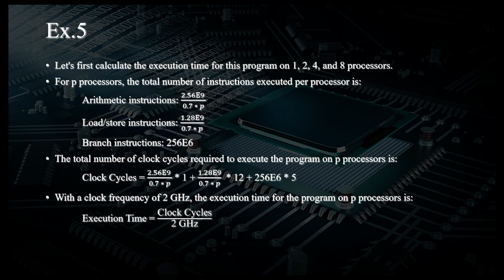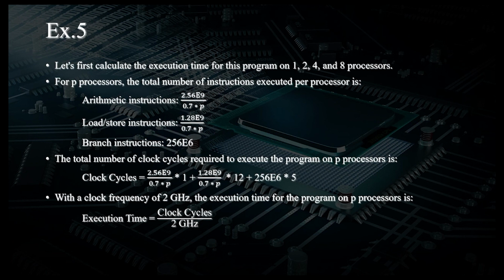Then we move to exercise 5. In this exercise, we first have to calculate the execution time for this program on the system with 1, 2, 4 and 8 processors. For P processors, the total number of instructions executed per processor for the arithmetic instructions is 2.56 to the power of 9 divided by 0.7 multiplied by P.